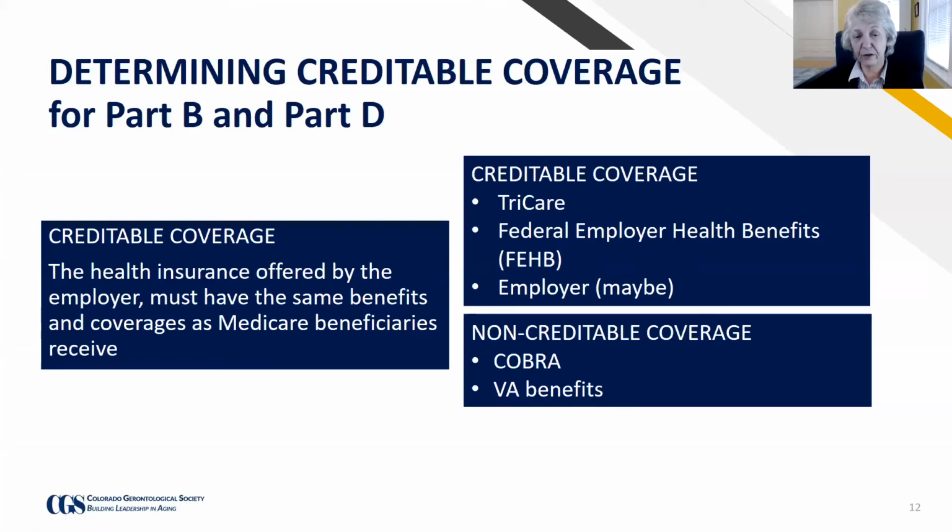Oftentimes people will either retire at 65 or their employer will offer them coverage for their health insurance for 8 months via COBRA. And if that happens to you, you do not want to take it because you will lose your initial enrollment period, you will be faced with a special enrollment period, and you will most likely face penalties. Other non-credible coverage that we have is VA benefits. This is individuals who have served in the military for 2 or 3 or 4 years and get their care at the VA.